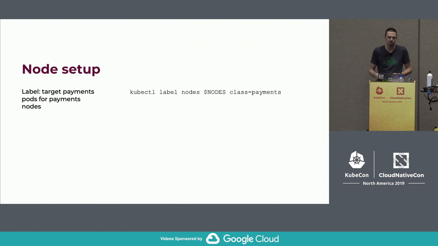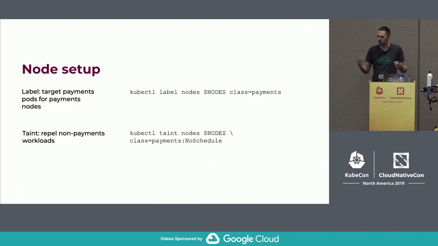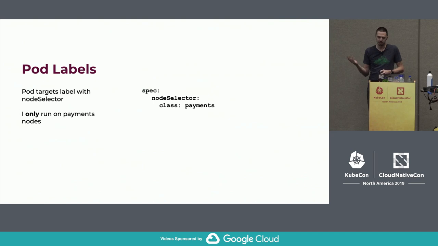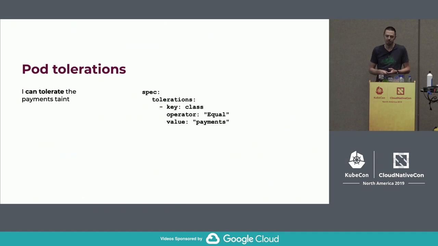And then I also need to add a taint. This is a little counterintuitive, that I have to do both of these things. But basically, the first one's saying, please land here. And the second one, which is the taint, is saying anything that isn't a payments pod should never be scheduled on this node. That's what the NoSchedule says: don't put non-payments things on this node. And so once you've done that, in your pod spec you can target those things. You would say in your pod spec, please put me on payments nodes using the label. And then you would also say, I can tolerate the tainted node that is allowed for payments. And that's basically enough to say, all right, payments things land on a payments node.